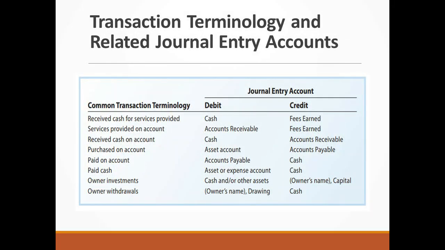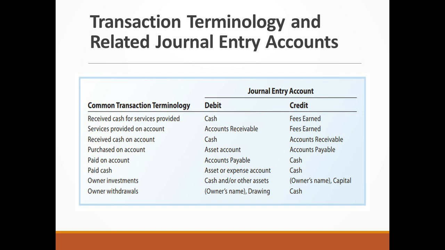Here is a summary of the terminology that is often used in describing a transaction, along with the related accounts that would be debited and credited. Receive cash for services provided. The debit is cash and the credit is fees earned. Services provided on account. The debit is accounts receivable and the credit is fees earned. Receive cash on account. The debit is cash and the credit is accounts receivable. Purchase on account. The debit is an asset account and the credit is accounts payable. Paid on account. The debit is accounts payable and the credit is cash.